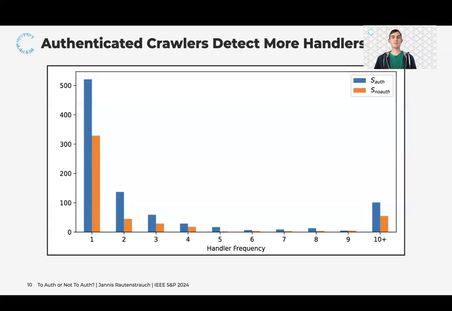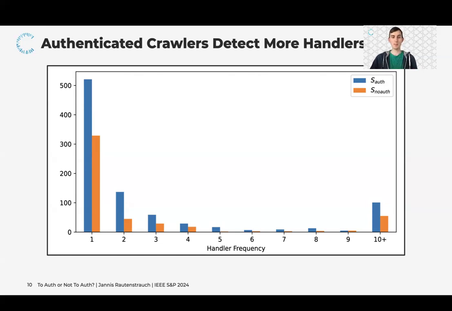Lastly, let's have a look at post-message handlers. In this figure, we see the number of post-message handlers detected in both states across how often we saw these handlers, so the frequency of them. And we see two things. First, most handlers only occur a single time and are always a little bit different. So the unique ones are just occurring a single time.